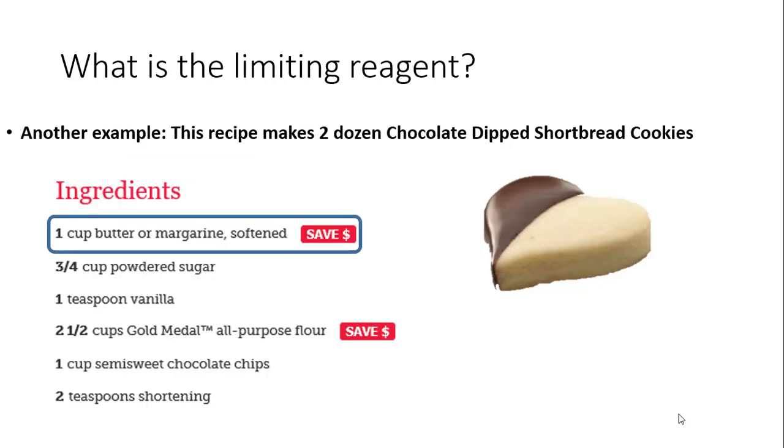If you think about baking cookies, if this recipe makes 2 dozen cookies and I take away the butter, or cut the butter in half, the recipe said that you can make 2 dozen, but if I cut the butter in half, then I'm not going to be able to make 2 dozen. I'll only be able to make 1 dozen because I only have half of the butter necessary to make 2 dozen, right? So hopefully that's starting to make some sense.